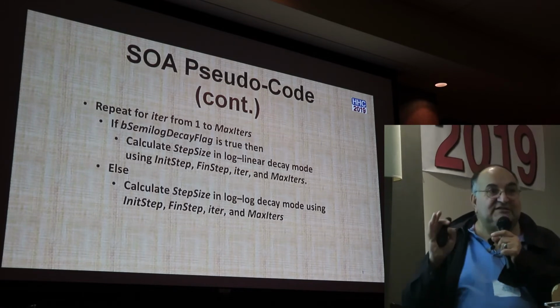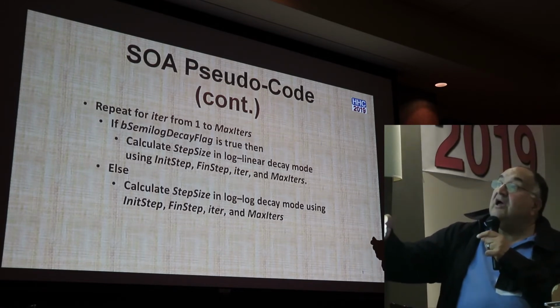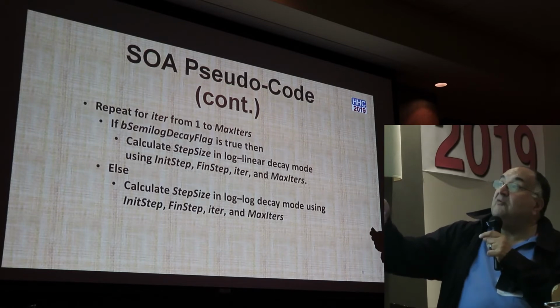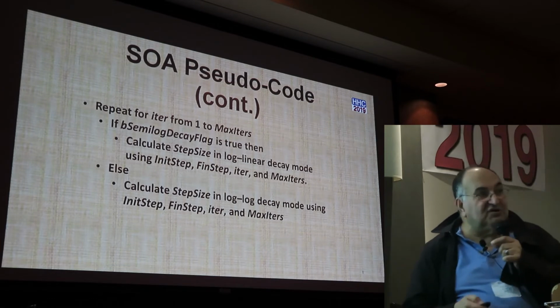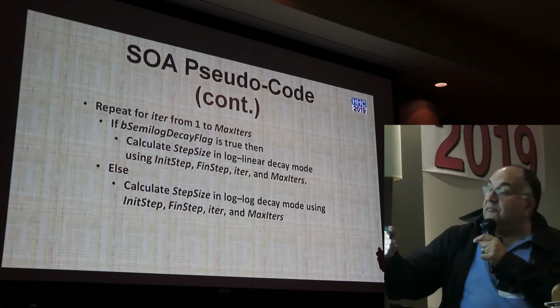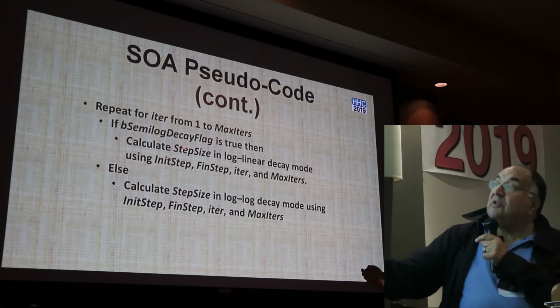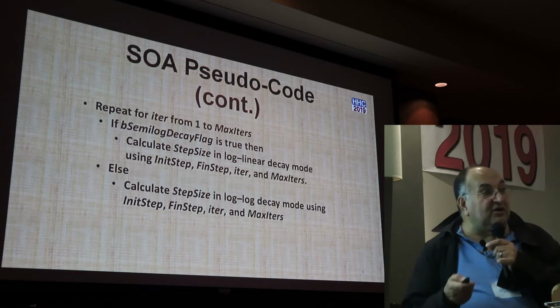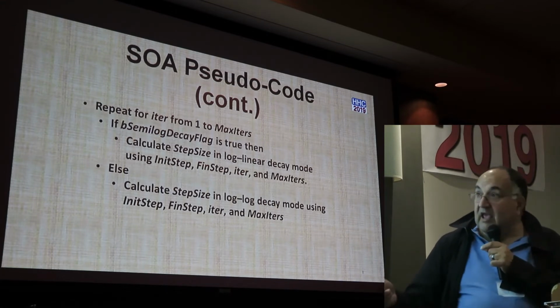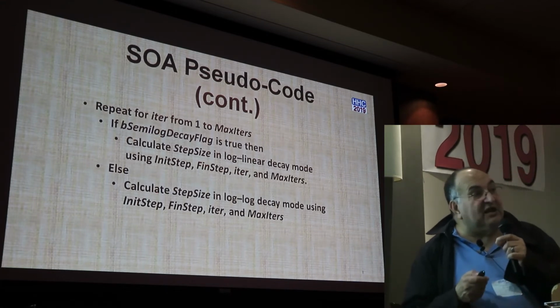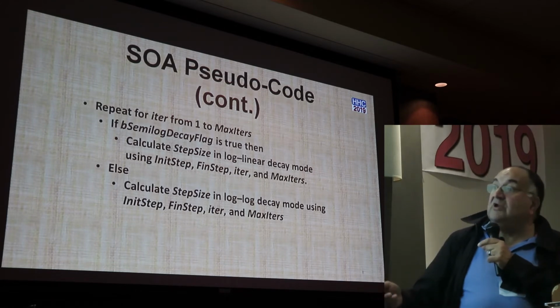Now I get down to brass tacks. I repeat with an iter variable from 1 to max iter. And the first thing I do is control the step size. I look at my B semilog decay flag. If it's true, then I calculate the step size using a log linear method based on init step, fin step, iter, and max iter. If not, I calculate step size using a log decay mode using the same variables.